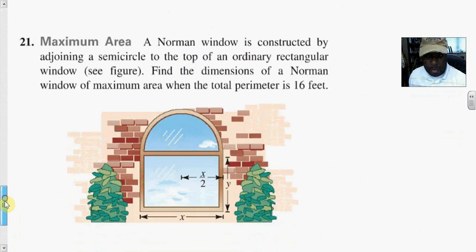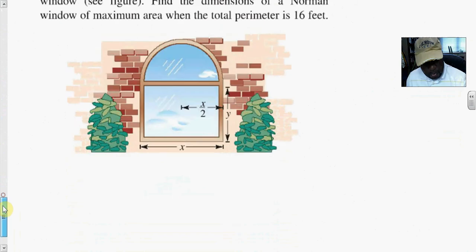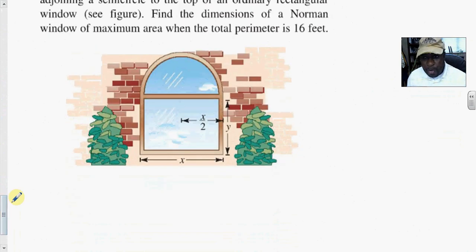A Norman window is constructed by adjoining a semicircle to the top of an ordinary rectangular window. Find the dimensions of a Norman window of maximum area when the total perimeter is 16 feet. As one of my favorite deacons would say, oh boy.